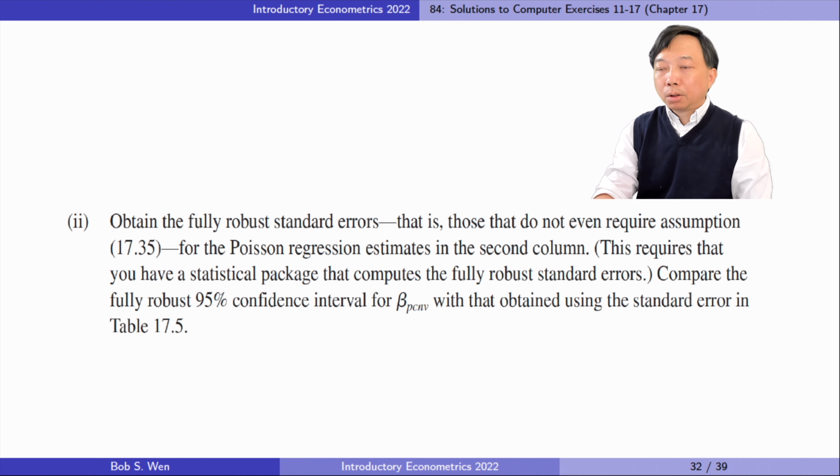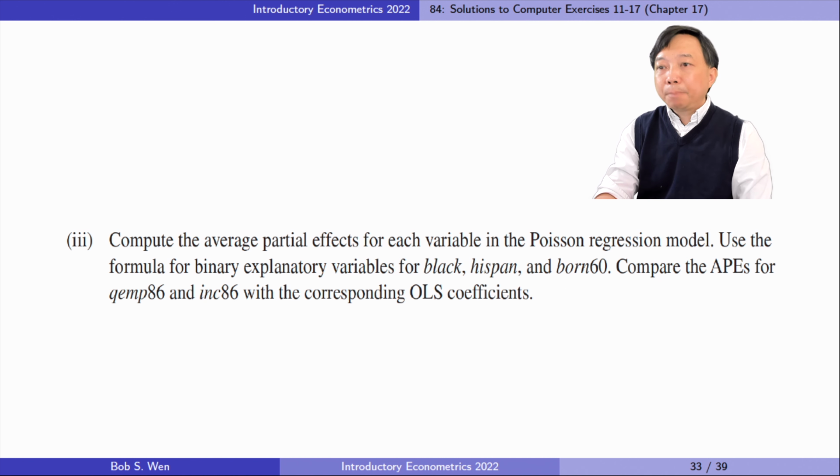In Part 2, we are asked to obtain the fully robust standard errors. Since the fully robust standard errors are applied to the cluster data, we cannot use the method here. In Part 3, compute the average partial effects for each variable in the Poisson regression model. Use the formula for binary explanatory variables for Black, Hispanics, and Born 60. Compare the average partial effects for Employed 86 and Income 86 with the corresponding OLS coefficients.